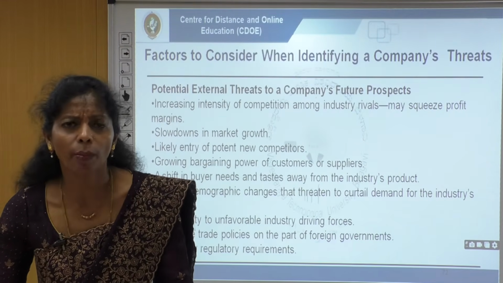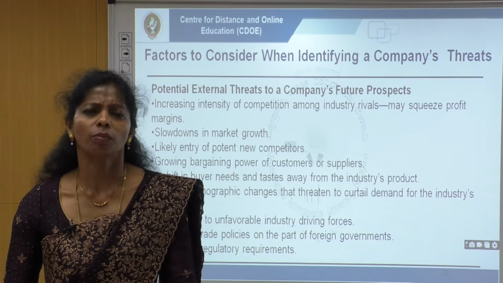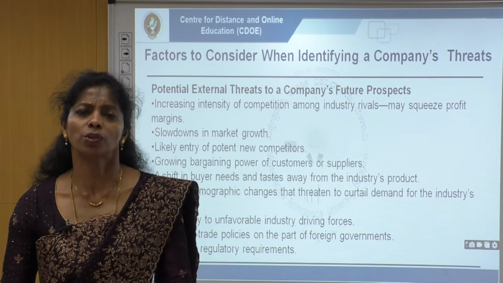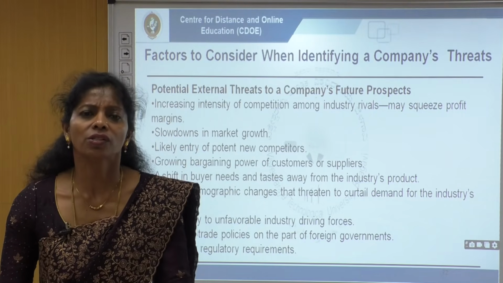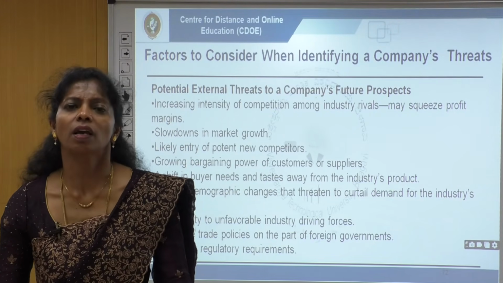So this was about SWOT analysis. The same thing holds good for SWOT also. Only thing, instead of threat, it is a challenge, which we will see in the next session.